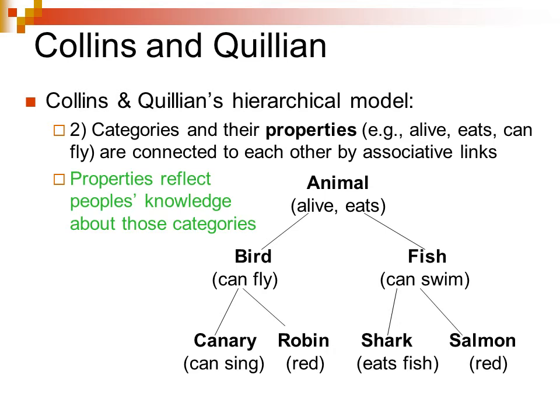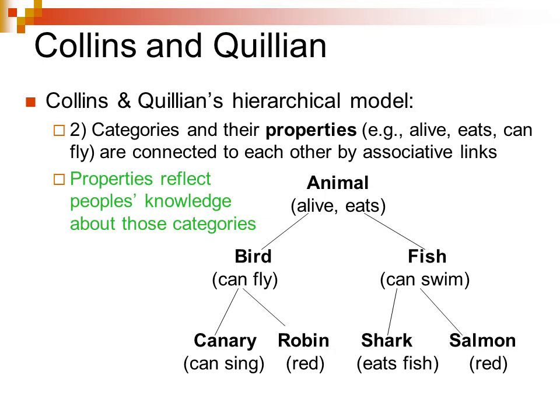We know that animals are alive and that they eat. We know that birds can fly. And we know that canaries can sing. And again, properties related to a category are connected to it by associative links. Robins are red, but canaries aren't, so the property of red is connected to robin but not to canary.